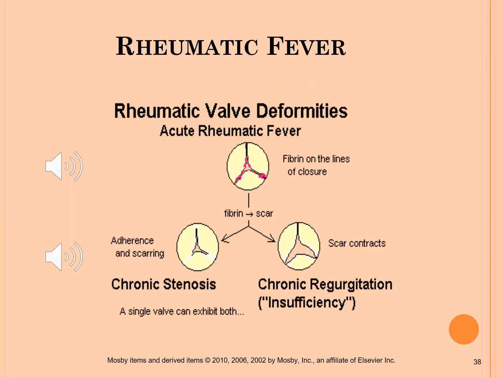Our next acquired cardiovascular disease that we're going to talk about is rheumatic fever. So, rheumatic fever is an autoimmune disease that occurs as a reaction to group A beta hemolytic streptococcus. So, this is a complication of a recent strep infection, specifically pharyngitis.